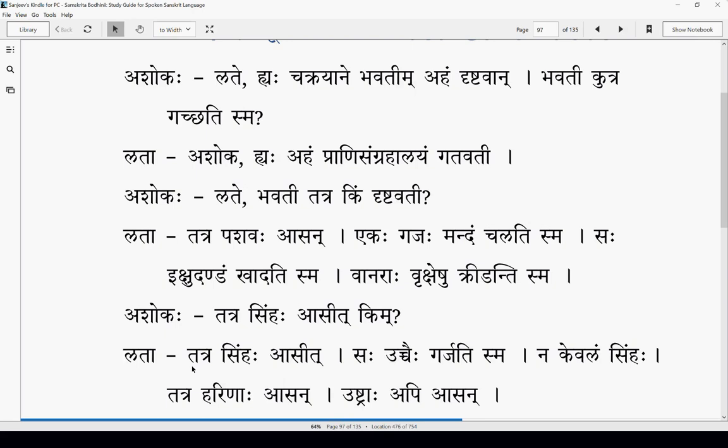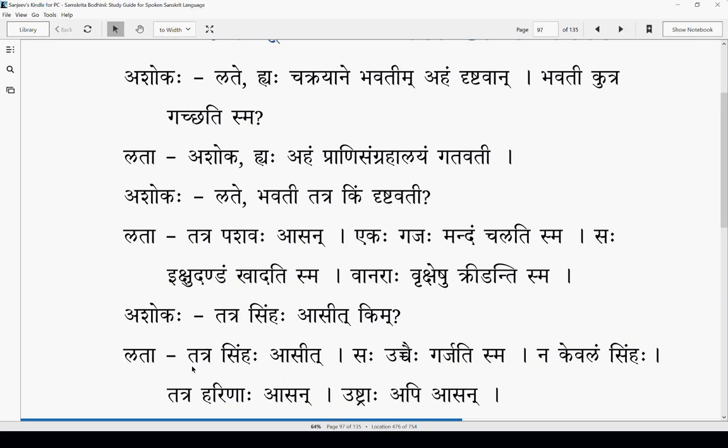So I hope everybody knows what is Prani Sangrahalaya. Zoo. Praninah yatra sangraha bhavati. Sangraha means collection. Prani is animal. So they are collected there. Sangrahalaya, zoo. Tatra pashavah asan. Ekah gajah mandam chalati sma. So it was walking slowly. Sah ikshudandam khadati sma. He was eating. Gajah, he was eating ikshudandam, sugar cane.